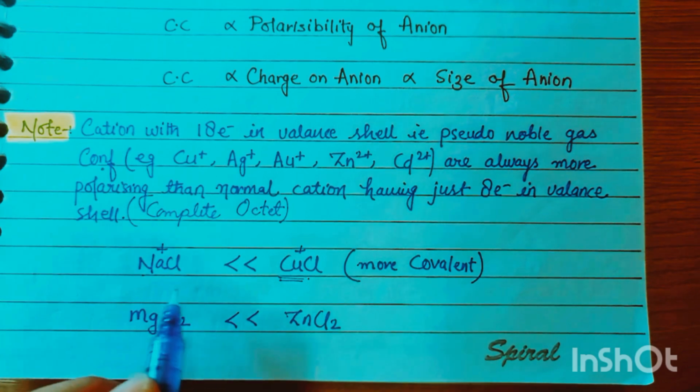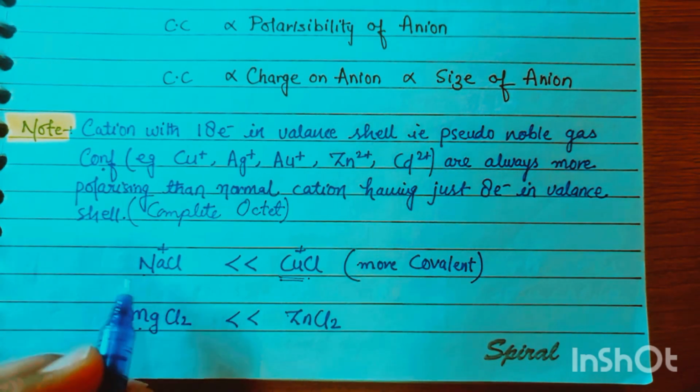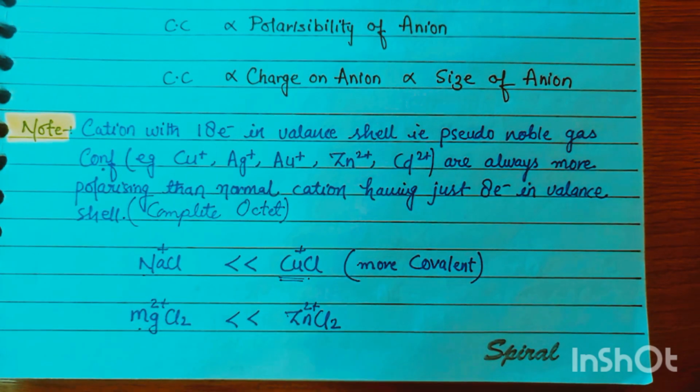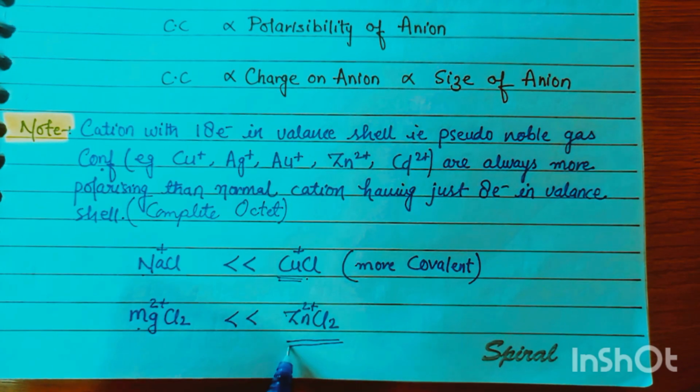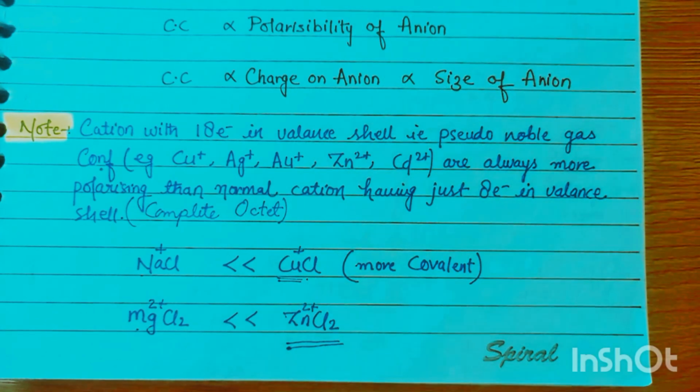Remember, this type of question is asked in NEET and JEE examinations. MgCl2 and ZnCl2. Mg is an s block element, while zinc is a d block element. Mg has a +2 charge, while Zn2+ also has a +2 charge. But you can see that Zn2+ has the d orbital having a poor shielding effect. That's why its effective nuclear charge is much more. So ZnCl2 is more polarizing or more covalent than MgCl2. Now moving to the examples.